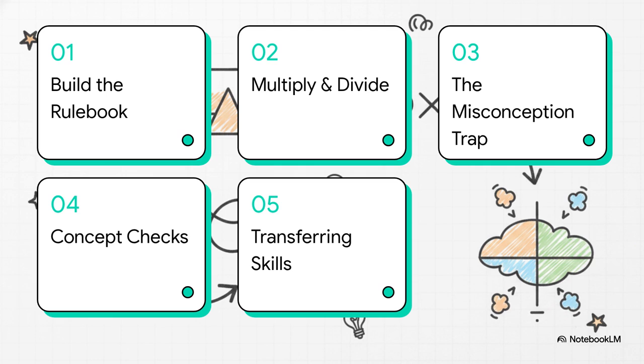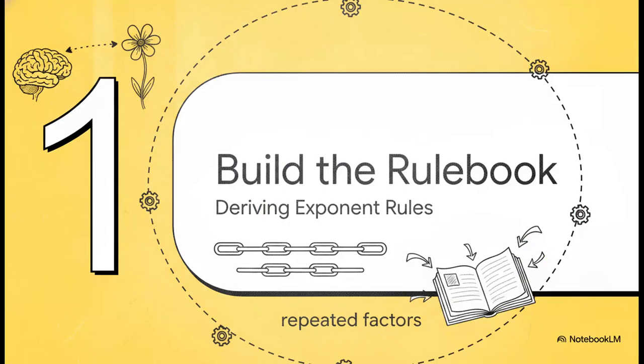Here's our roadmap for today. First, we'll build the exponent rulebook. Then we'll start multiplying and dividing monomials, dodge a really dangerous mathematical trap, do a couple of quick concept checks, and finally, we'll talk about transferring your new skills. All right, let's jump right into Section 1, Building the Exponent Rulebook.